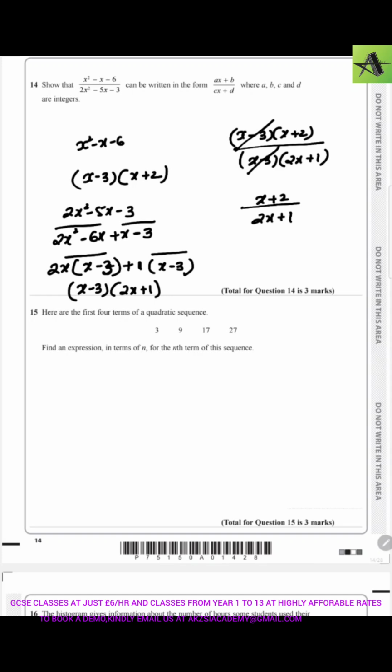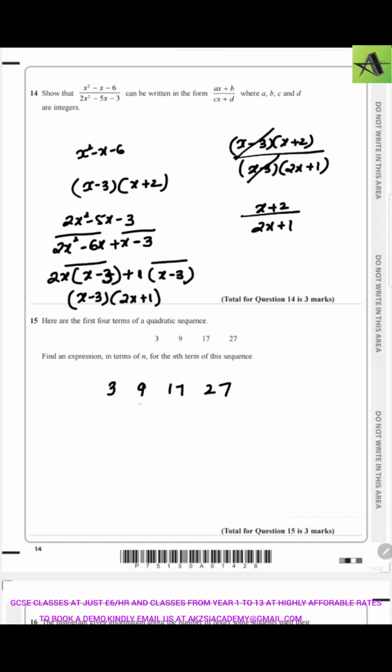Now the next question: the first four terms of a quadratic sequence are 3, 9, 17, 27, and we have to find an expression in terms of n for the nth term of this sequence. To calculate the nth term, you first have to find the common difference. So I'm writing 3, 9, 17, 27. If you are not aware, subtracting is a way to know whether it's a linear or a quadratic sequence, but here it's already mentioned that it's a quadratic sequence.